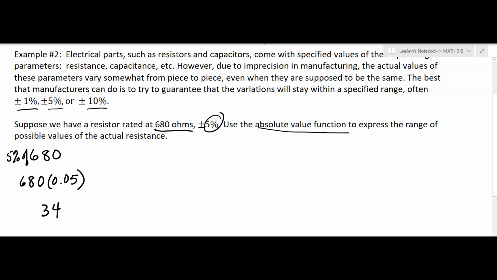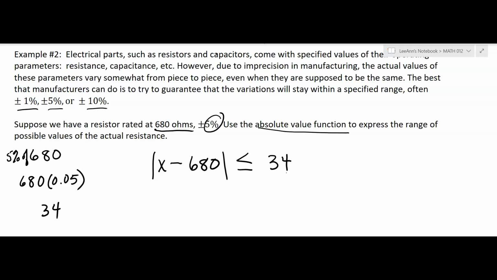So we're saying, okay, it's got to be within 34 ohms of 680, plus or minus. The way we write it is we take our x, whatever it turns out to be, subtract the 680. So you're finding the difference between whatever your resistor's ohms are and 680, and then that number, whatever it is, has to be less than or equal to 34.